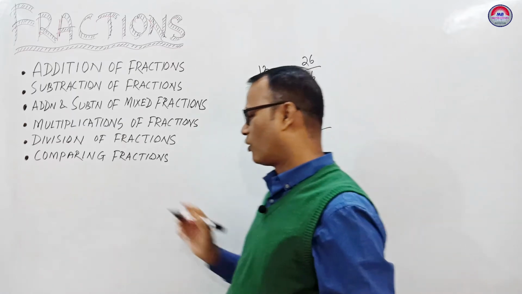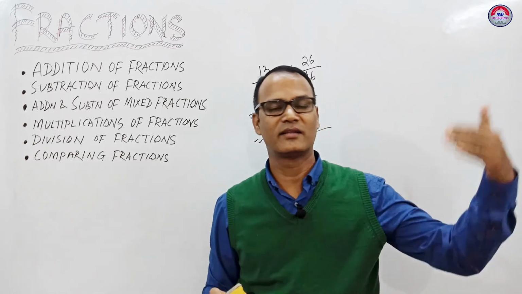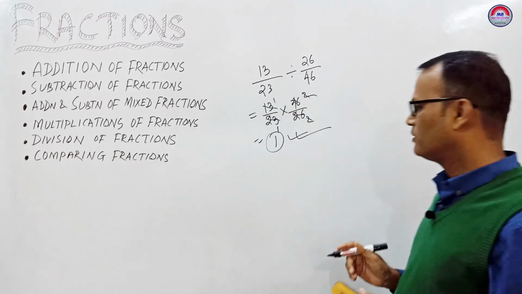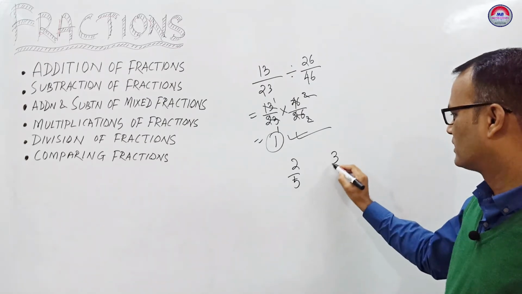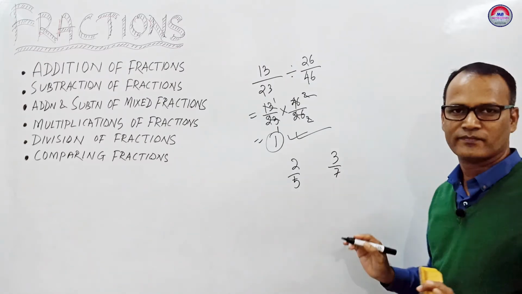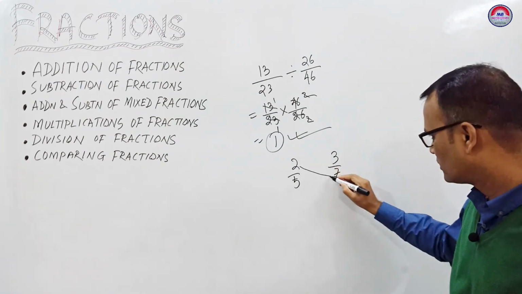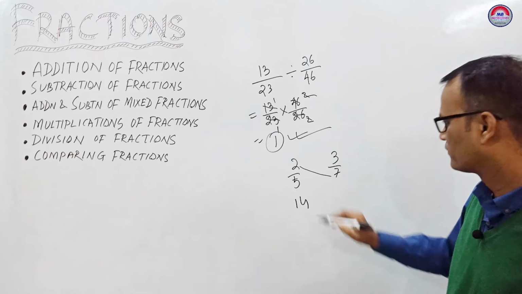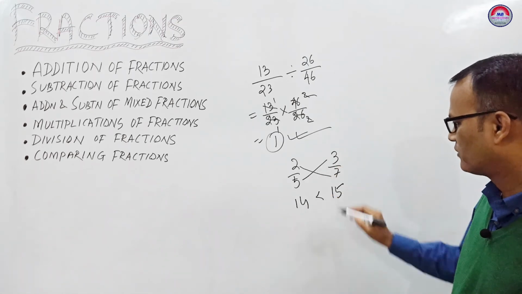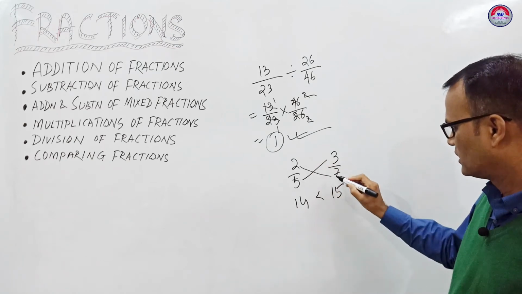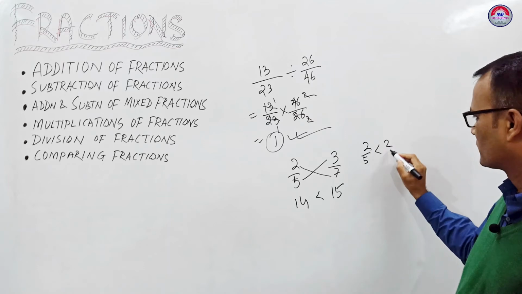Then comparing fractions. How do we compare fractions? Which fraction is greater than another? So for comparing fractions, there is a trick. Suppose 2 by 5 is written and here 3 by 7. Which one is greater? How do we find it? So easy process. First we multiply this one. 2 into 7 is 14. 5 into 3 is 15. Now you see 14 is smaller than 15. This product is smaller than this product. So the first one will be smaller than the second.